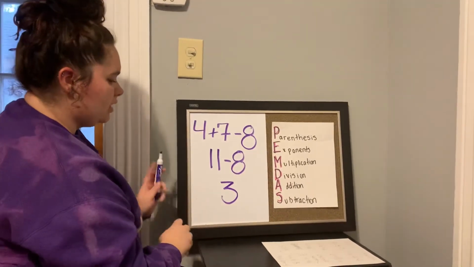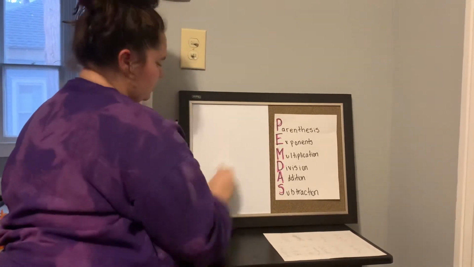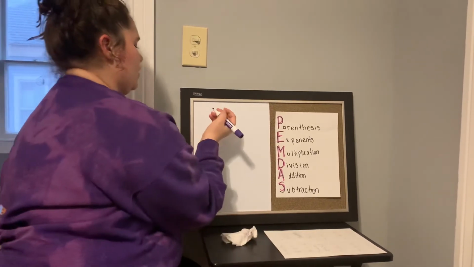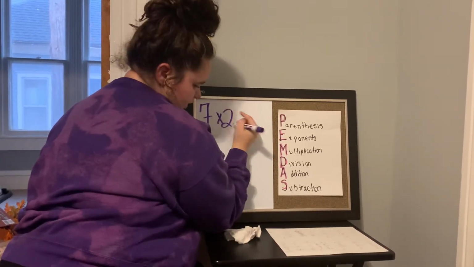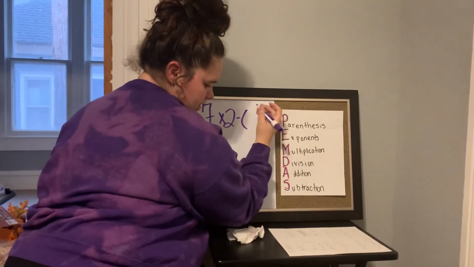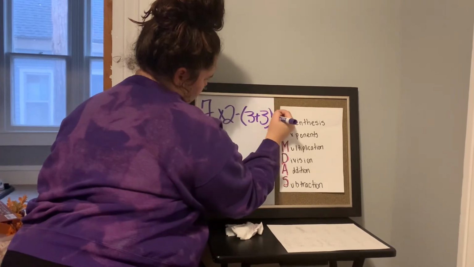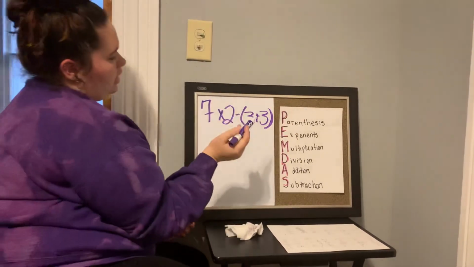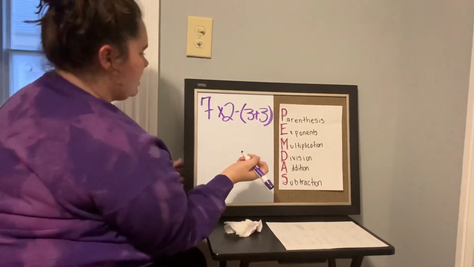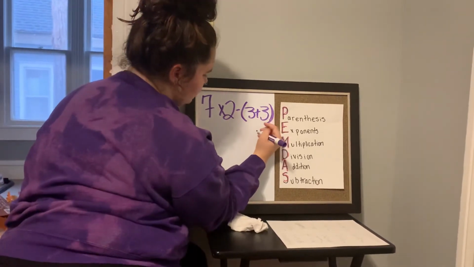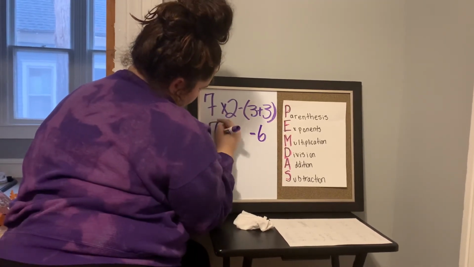Okay, and we'll do one more from the worksheet. This one's a little bit more complicated. We have parentheses and multiplication. So we have 7 times 2 minus 3 plus 3. Okay, so we do have parentheses, which is the first thing we check for. So we're going to do that very first. So 3 plus 3, we have 6. And we're going to bring all this down.